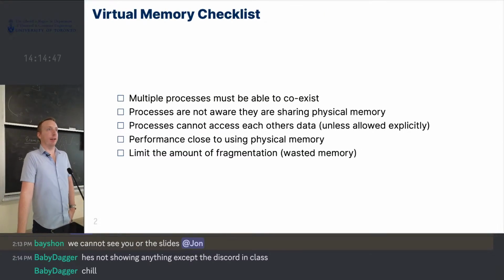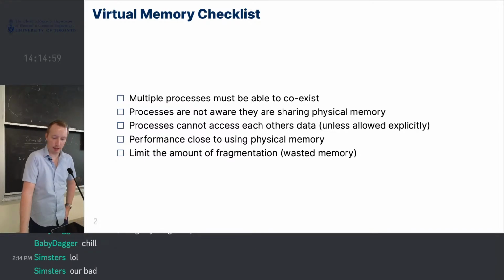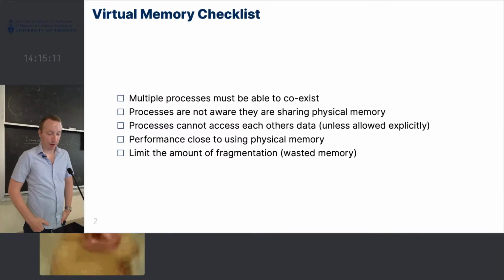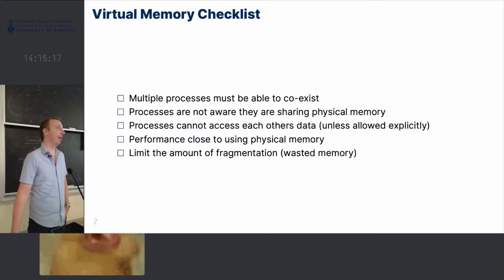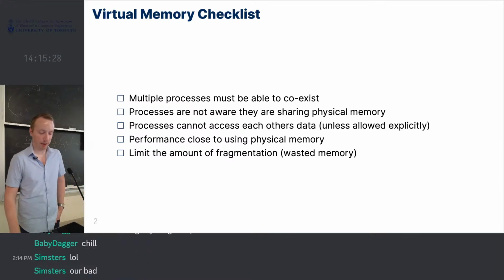So let's remember a checklist. Here are some things our virtual memory needs to do. Multiple processes need to be able to coexist, right? Every process has its own virtual memory, needs to be independent. All the processes should not be aware of sharing physical memory. So far our hash table idea could satisfy those requirements. We'd also want to make sure that processes can't access each other's data unless explicitly allowed to, because otherwise one process could read the memory of another process, read your password, read your private key, do something really bad.